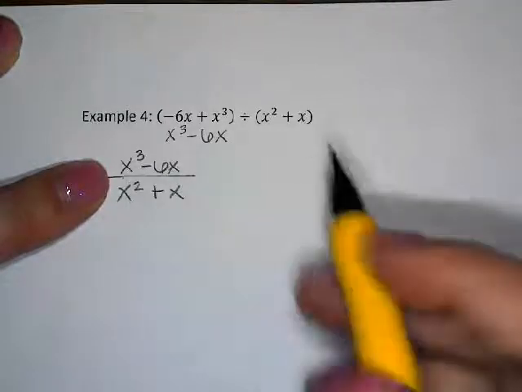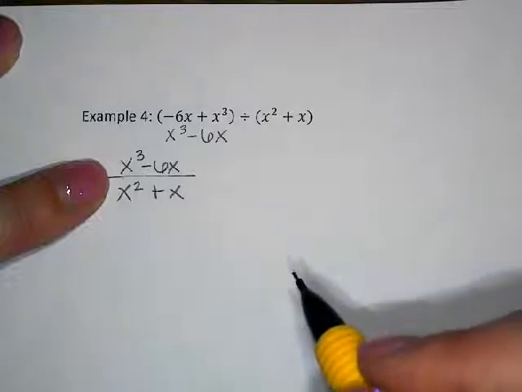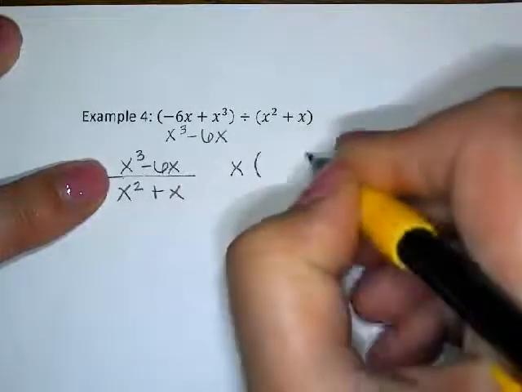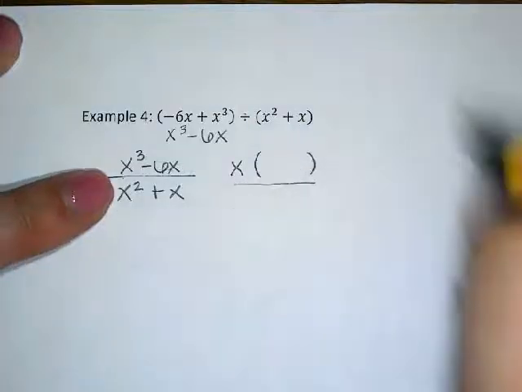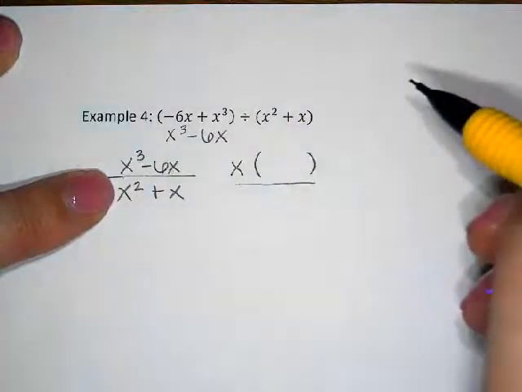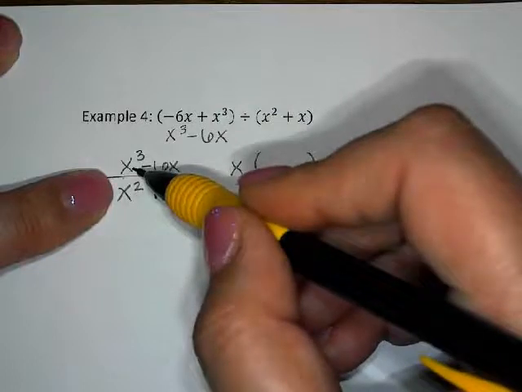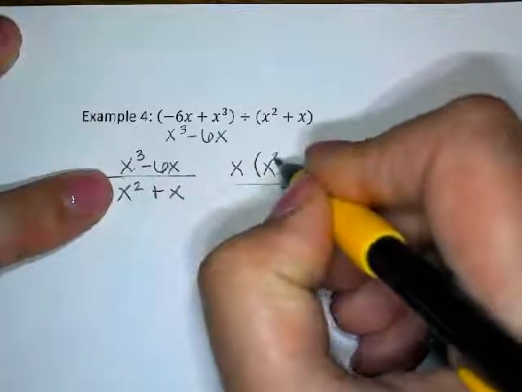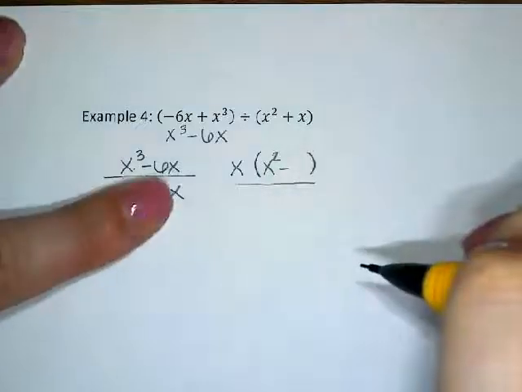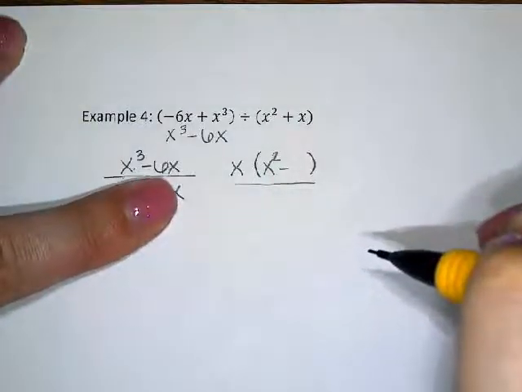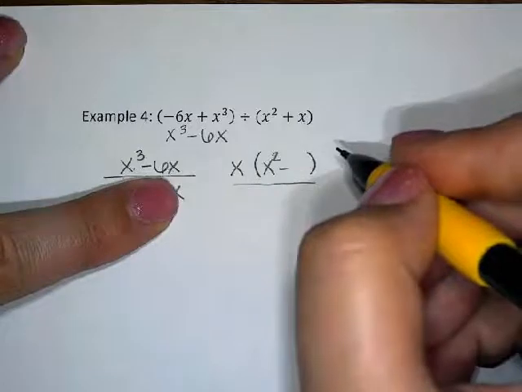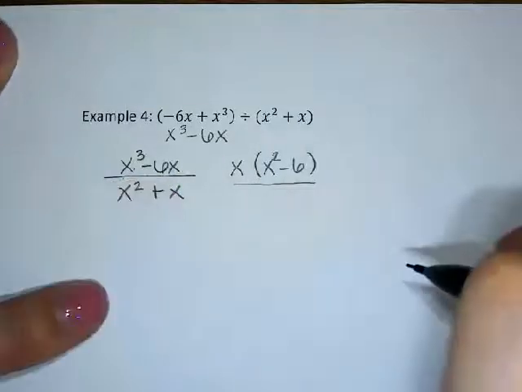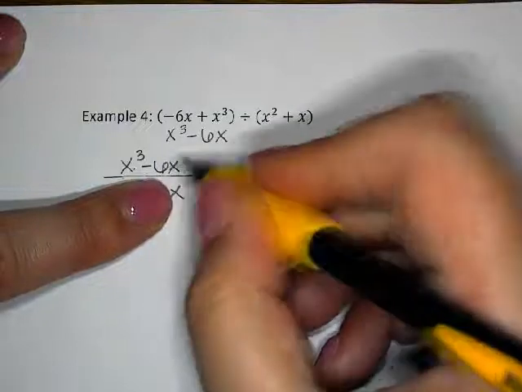Anybody know? X. So we're going to take an x out, and then what's left over? We had 3, we took 1 out. 2 left over, so x squared, and then minus 6. Perfect. So we had 6x, we took the x out, so it left us with the 6.